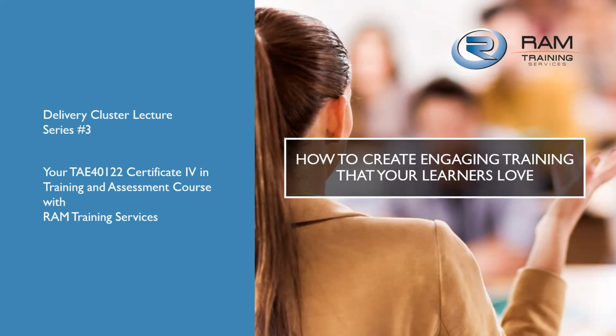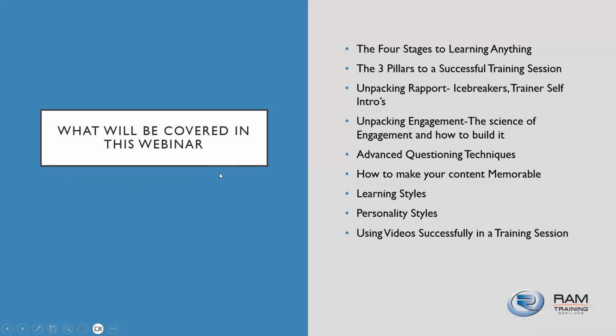All right. So let's jump into the third lecture in the delivery cluster series. What will be covered in this webinar? Number one, the 4 stages to learning anything. If you're going to be a great trainer, you need to know when your learners are learning things and the process they go through in order to learn something. The next one is the 3 pillars to a successful training session. It would be a good idea to know what those 3 pillars are.